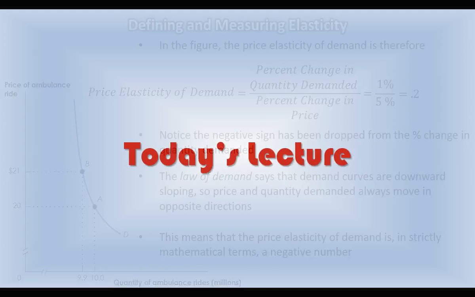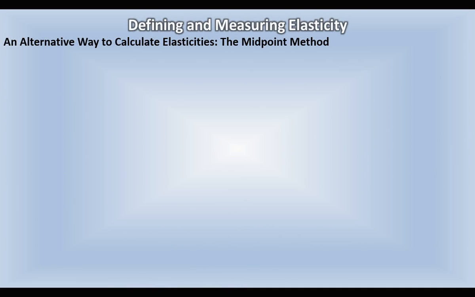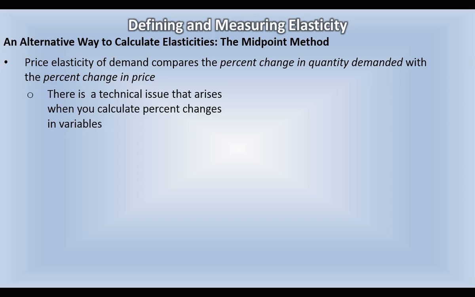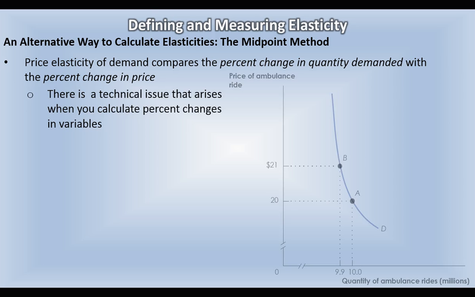So let's talk about the alternative way to calculate elasticities, which is called the midpoint method, which is the way you should calculate elasticities moving forward. So the price elasticity of demand compares the percent change in quantity demanded with the percent change in price, as we already mentioned. But there's a technical issue that arises when you calculate percent changes in variables.